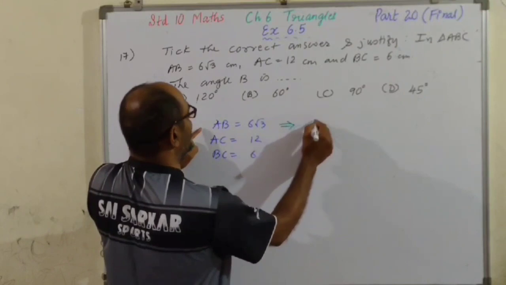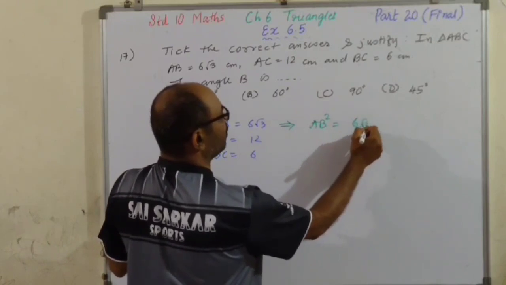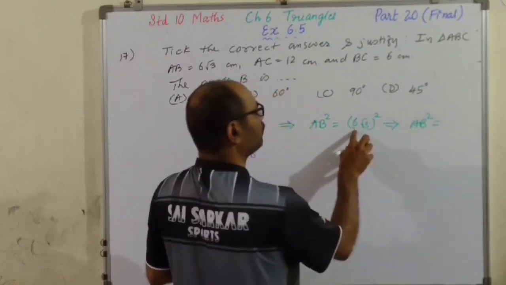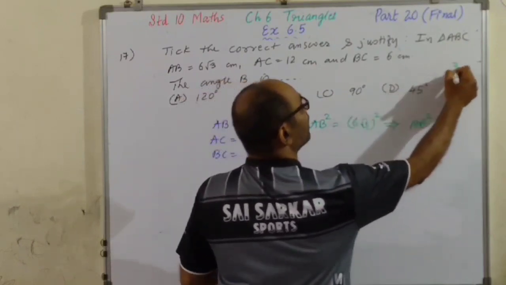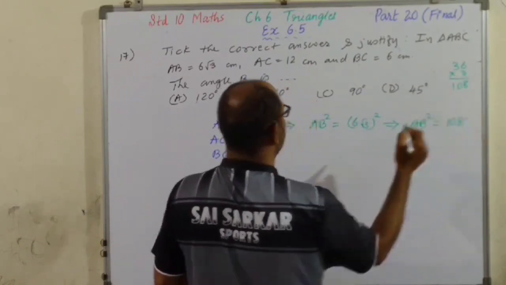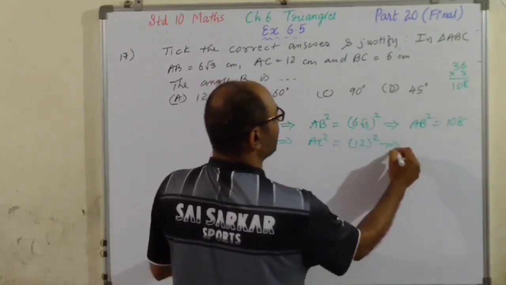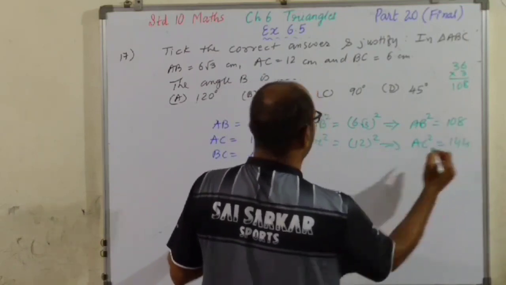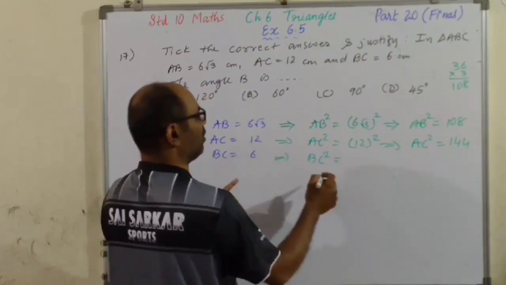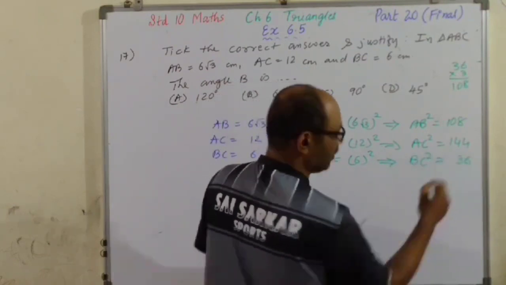स्क्वायर्स बना दो. This implies AB square is equal to, बोलिए, (6 root 3) square, which implies AB square is equal to 6 square, 36, multiplied by root 3 square, 3. So that is 108. AC square, squaring both sides, will be 12 square, which implies AC square is equal to 144. And the last one, BC equal to 6, so squaring both sides is equal to 6 square, which implies BC square is equal to 36.